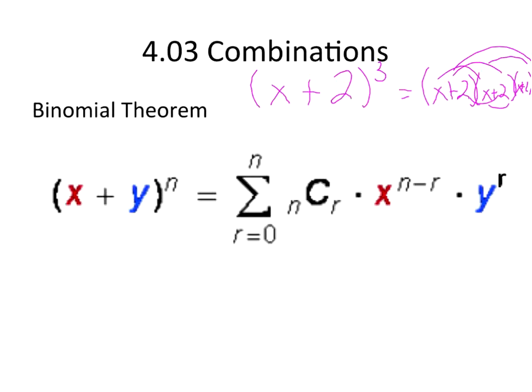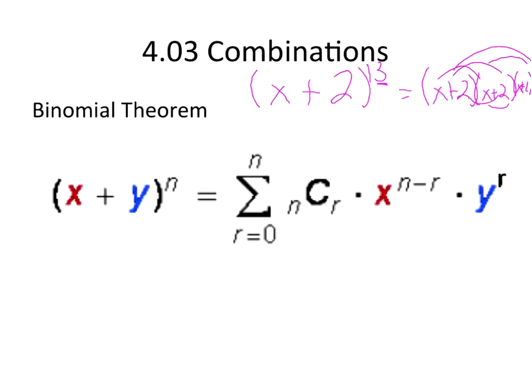So instead of writing them out, if it's just to the third, you could write them out and do it by hand, no big deal. What if I change that to the 13th? You want to write that out 13 times and FOIL 13 times? No way. So there is a shortcut method, and it's called the binomial theorem. So don't panic on me.